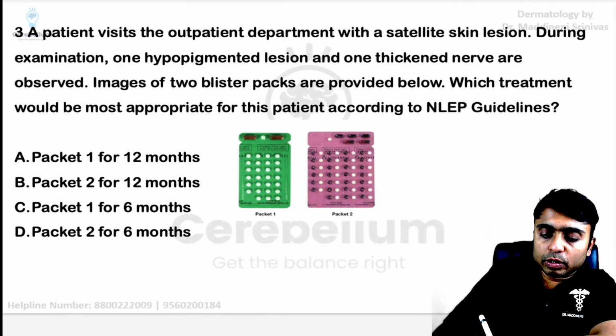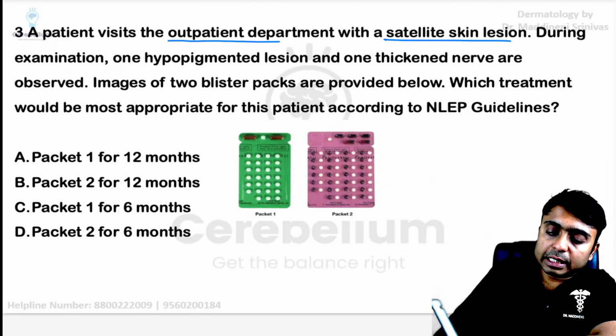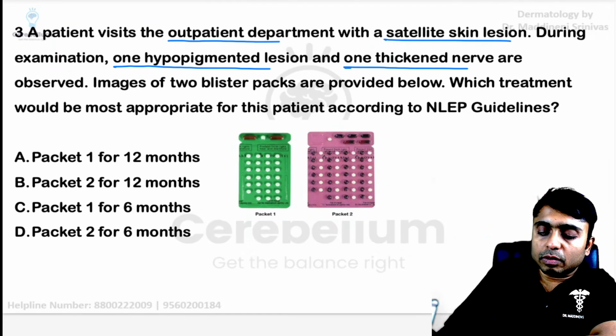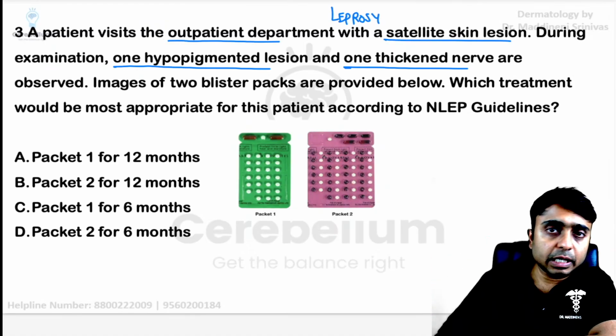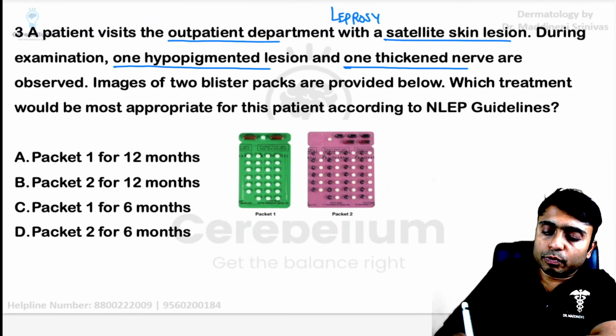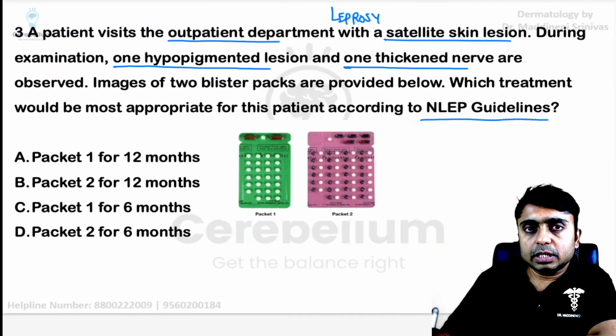So coming to the question: a patient visits the outpatient department with satellite skin lesions, and on examination one hypopigmented lesion and one thickened nerve are observed. Images of blister packs are shown. So this is a straightforward case of leprosy, which the examiner is giving you clues for. And with these blister packs, which treatment would be the most appropriate according to the NLEP guidelines? So this is the question.